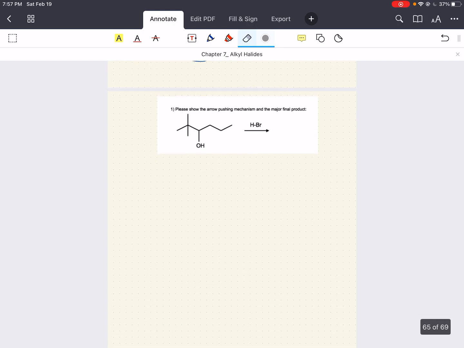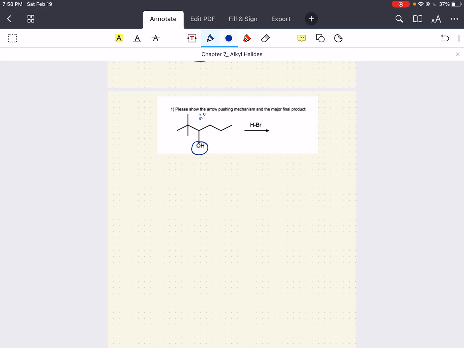So with that being said, let's do a few practice problems. Please show the arrow pushing mechanism and the major final product. We have here an alcohol group, and our alpha carbon, which is secondary.